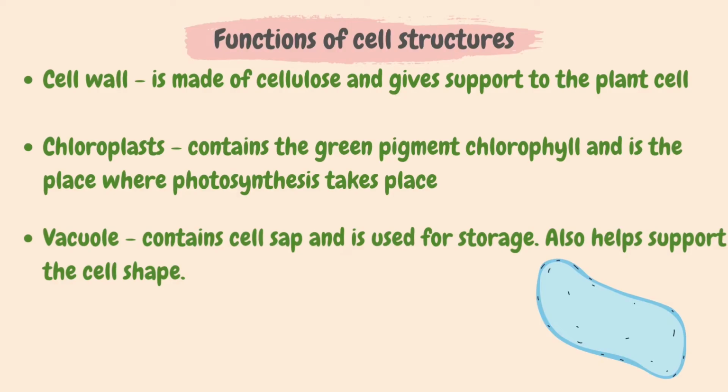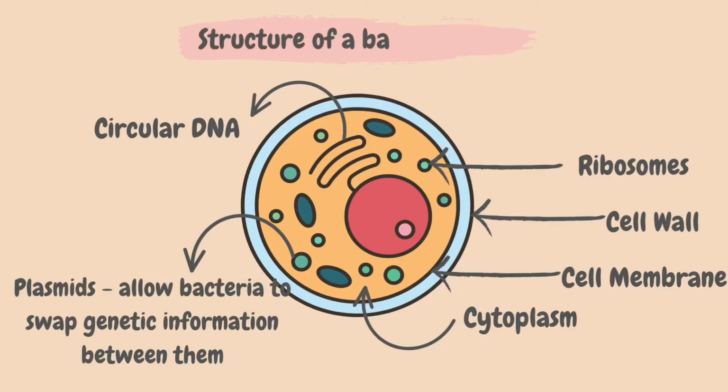Now we look at the structure of the bacterial cell. As you can see, some of these organelles are similar to those in the animal cell. However, a bacterial cell has circular DNA and plasmids. A plasmid is a small circular DNA molecule which allows bacteria to swap genetic information between them.